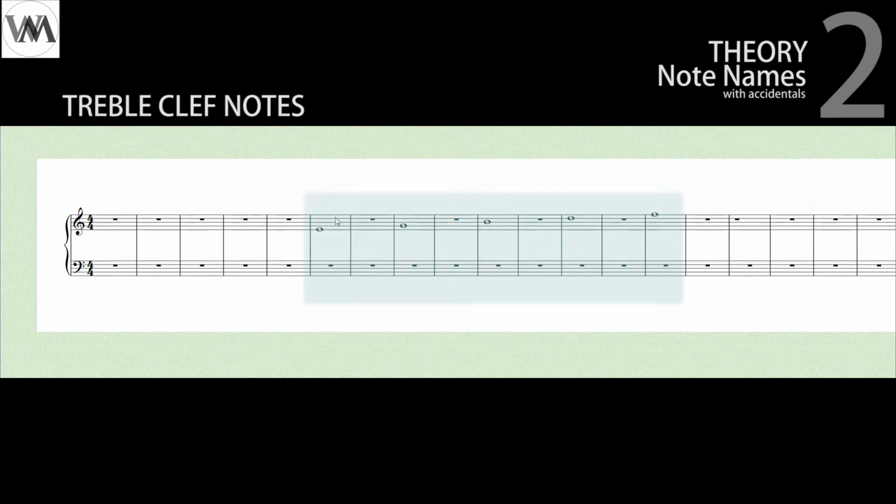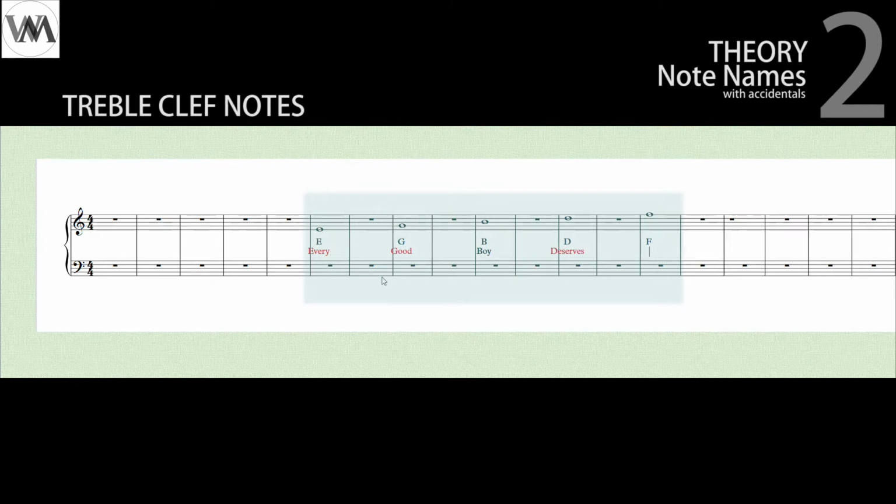So here on screen I've just deleted the space notes, and we're just going to work with the line notes. Now please don't get confused. In between these two line notes there is a space note, right there. So we're going to learn what the rhyme is to remember these notes very easily. The notes are E, G, B, D, and F. Very importantly, we can use the rhyme. We're going to say every good boy deserves fun. And then we have all the note names covered for the line notes.